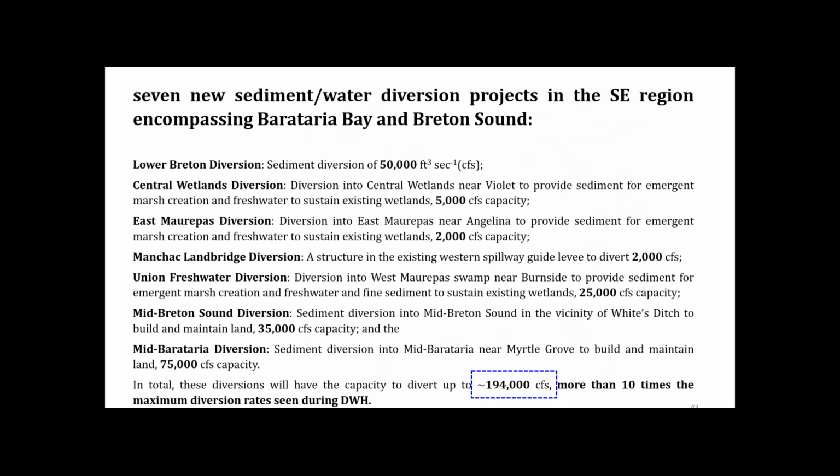And if you actually look at these sediment diversions, combined at their maximum capacity they would be diverting something like 194,000 cubic feet per second, which is more than 10 times the maximum diversion rate seen during Deepwater. Now, that's not to say that all of these things will be operating at maximum capacity, but nevertheless, if we've already seen a freshwater impact in terms of the structure of the ecosystems, we can anticipate that it would be at least the level that we've seen and maybe even higher. And so we can anticipate some of these freshwater impacts affecting the community structure and the abundance of many of the animals in this region.